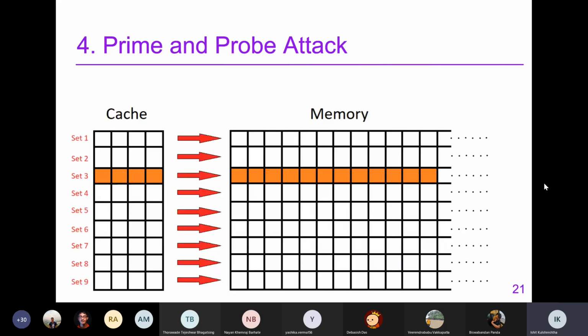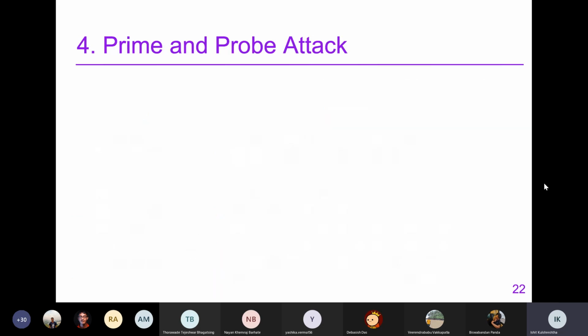And every set has corresponding memory elements which can come into the set. So every element from the memory which can come into the set has four options in this case. So this is to keep in mind.